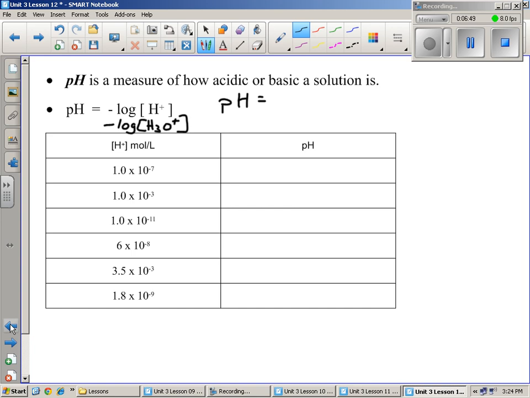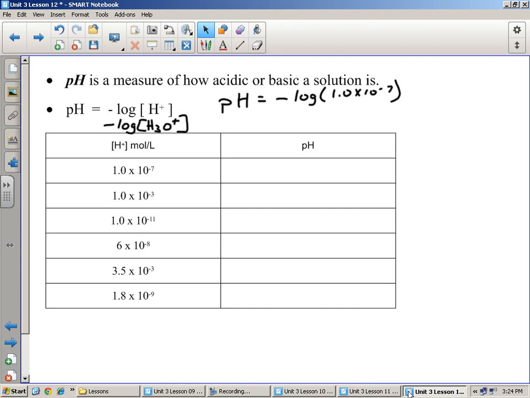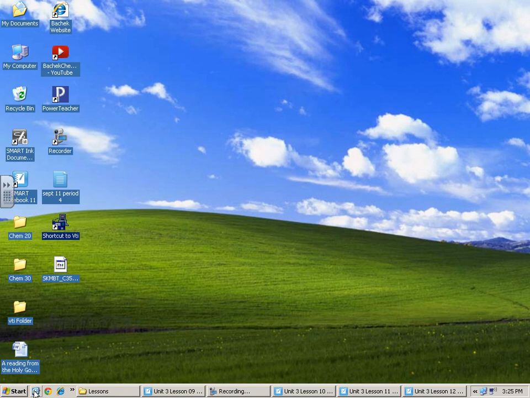When you go to find the pH, you're going to take the negative log of, well, let's do the first one here. You're going to put in brackets. Well, it's already going to have this for you. 1 times 10 to the negative 7, and you're going to close the bracket. That will look like something like this right here. Did I not get it here? There we go.